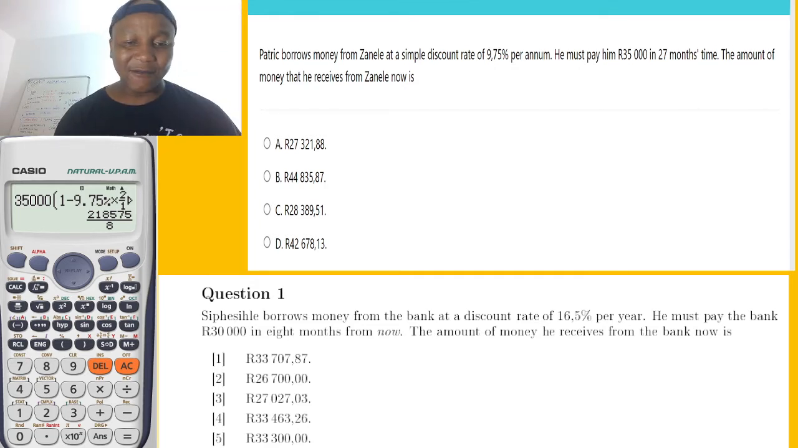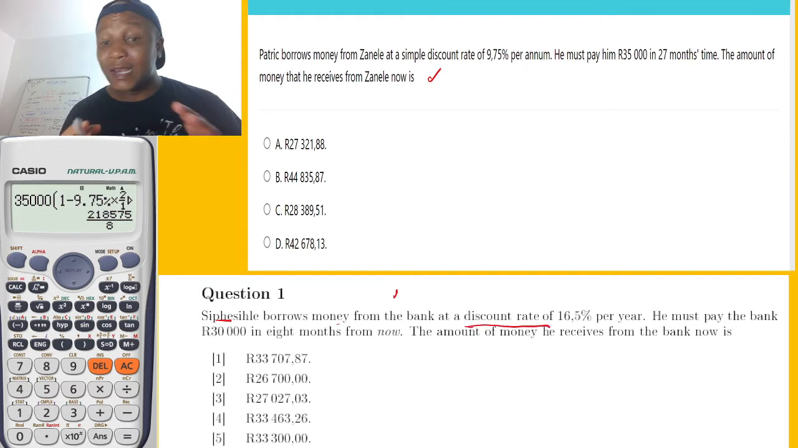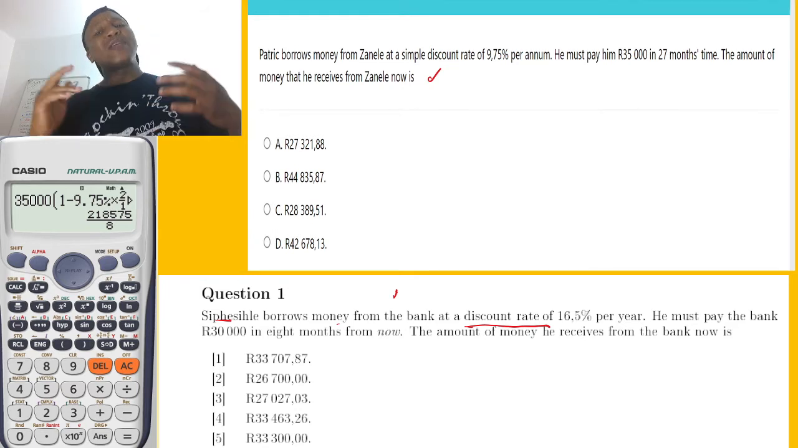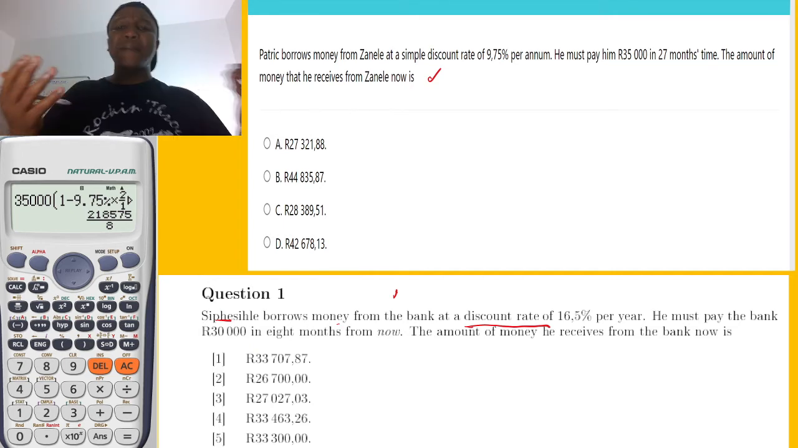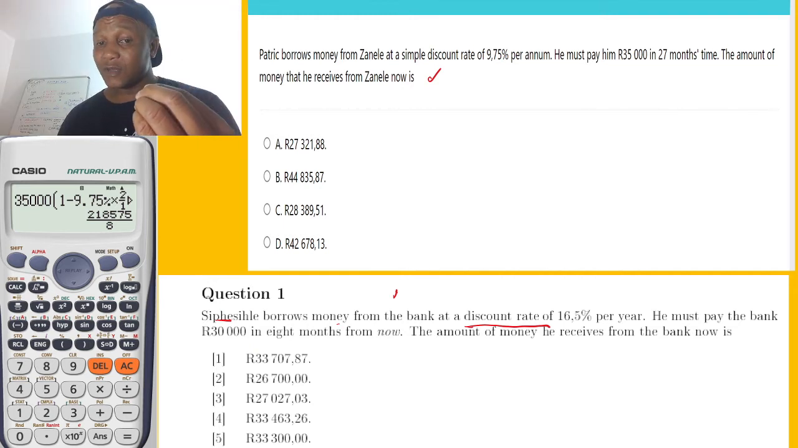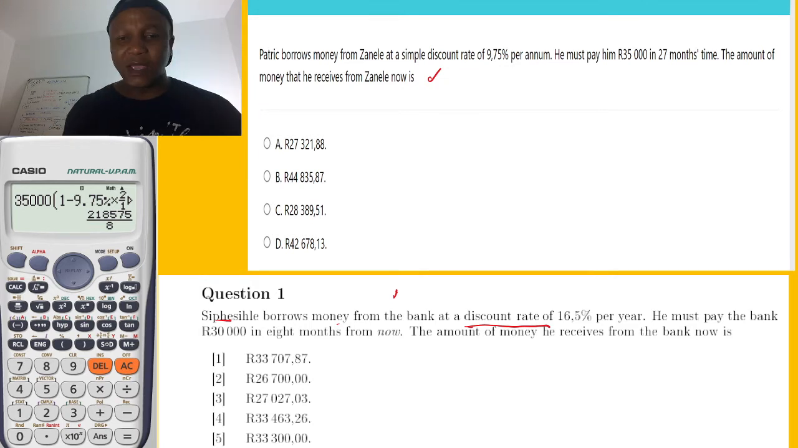Let's get started. So, we have a question right here. This is a very interesting question. But before I start with number two, let me start with question number one. CPC borrows money from the bank at a discount. A lot of students have a problem: how do I know this is a future value question? Should I apply future value or the compound interest formula? You need to read your question and pick the keywords. They say here, borrow money from the bank at a discount rate.